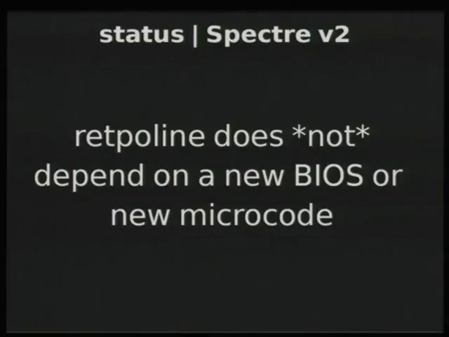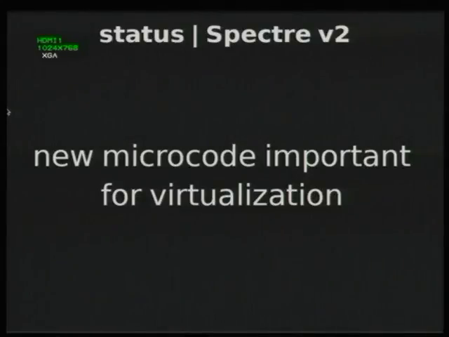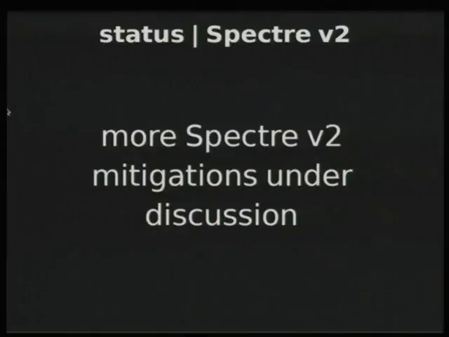A detail about Retpoline: it does not depend on the new BIOSes that a few vendors released or the new microcode that a lot of Linux distributions ship as an update. Nevertheless, those BIOSes or the new microcode might be, or is, important for virtualization. For example, if you're running a Windows machine on the KVM, because it needs those commands available in the VM to make sure Windows can protect itself there. And there's a lot of noise about more Spectre mitigations on the Linux kernel development list.